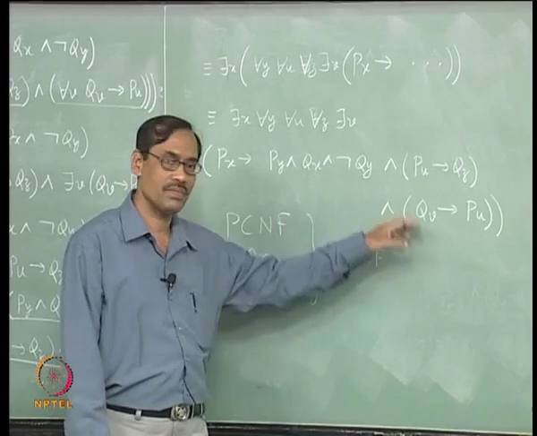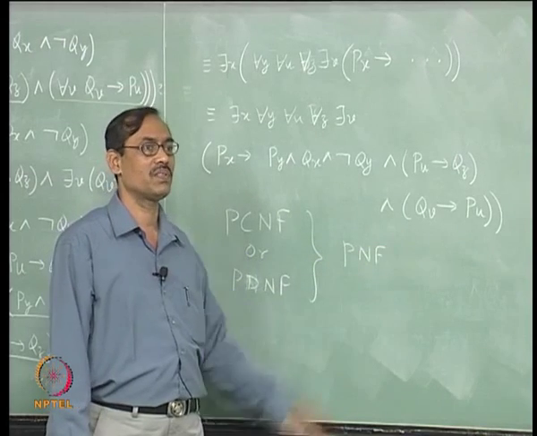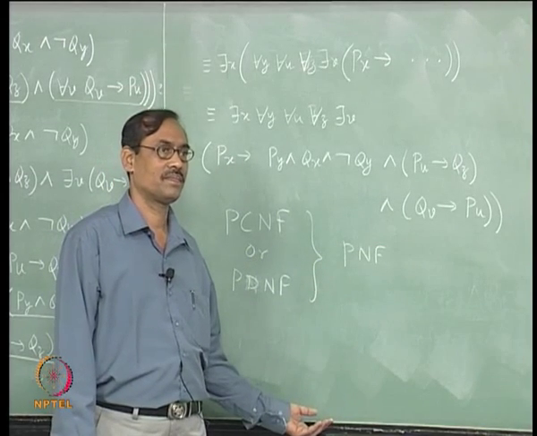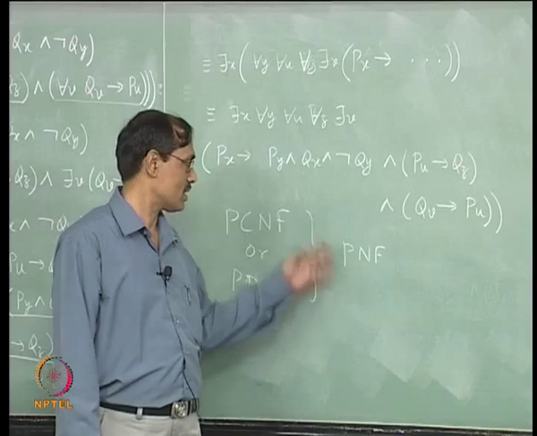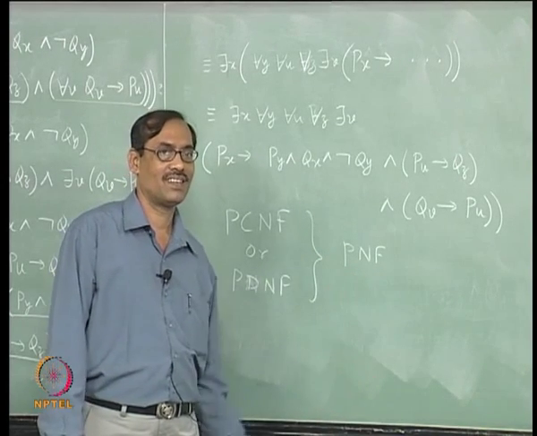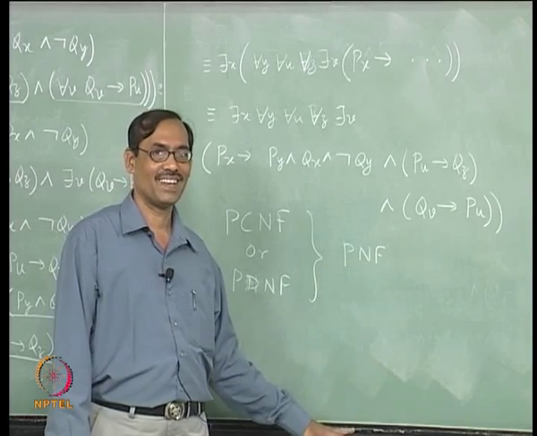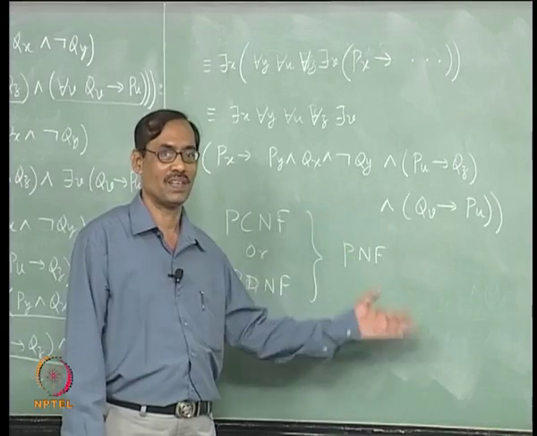If it is in CNF, the matrix, you say it is PCNF. If the matrix is in DNF, you say it is PDNF, right. We will not use these normal forms very frequently, because we have something better. After this we will be doing, where we will be using these normal forms again, but after doing something we will be converting to normal forms.